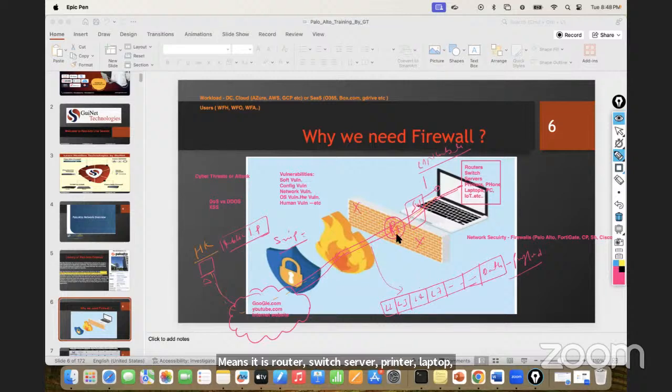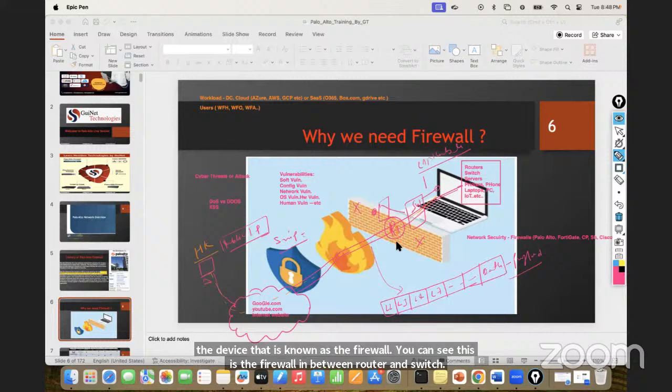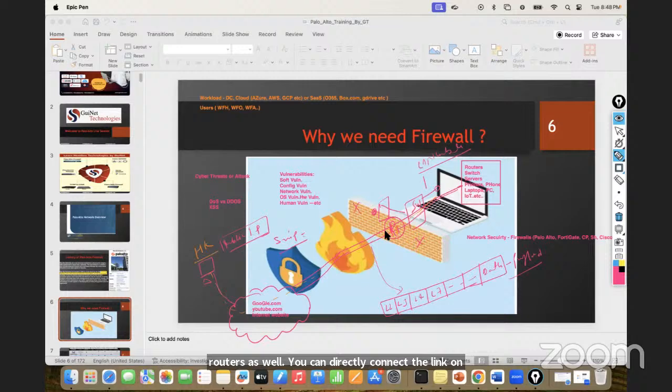How? Let's see. Whenever a packet is going to come, in best practice, before the router and after the switch, we apply a device that is known as the firewall. You can think this is the firewall in between the router and the switch. This is generally the best practice. You can replace the routers as well. You can directly connect the link on the firewall as well. We'll discuss in later stages how the architecture is going to look in this scenario.